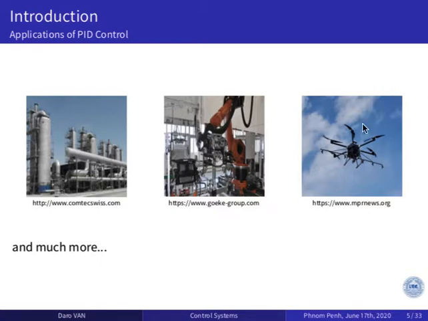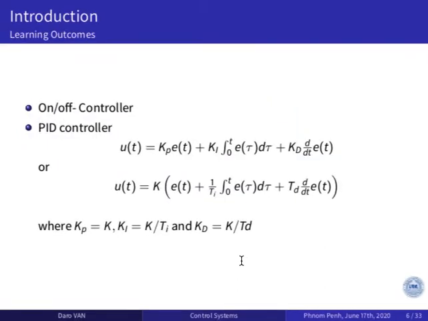It can also be used to control a drone. In fact, just the proportional and derivative terms are more than enough to control a drone, with some limitations, but yes, it is possible. And much more, because PID control is everywhere. By the end of these lectures, you will be able to use on-off control and PID control. And the important part is to know how to tune the parameters in the controller effectively.